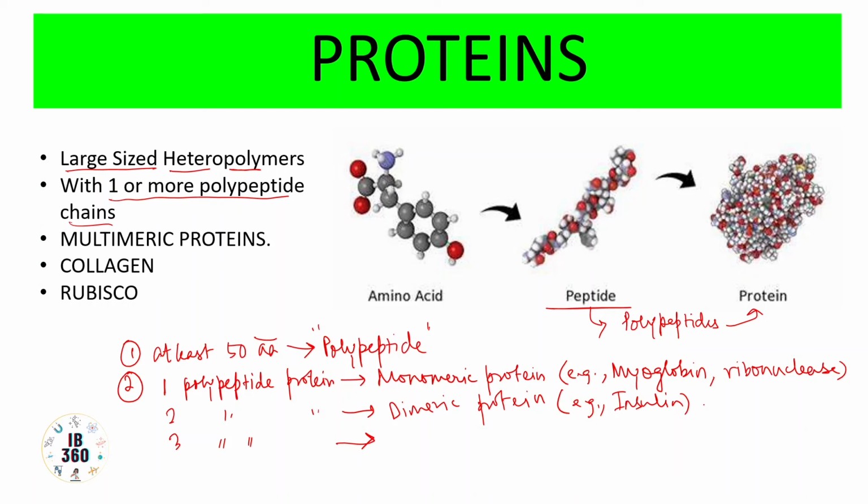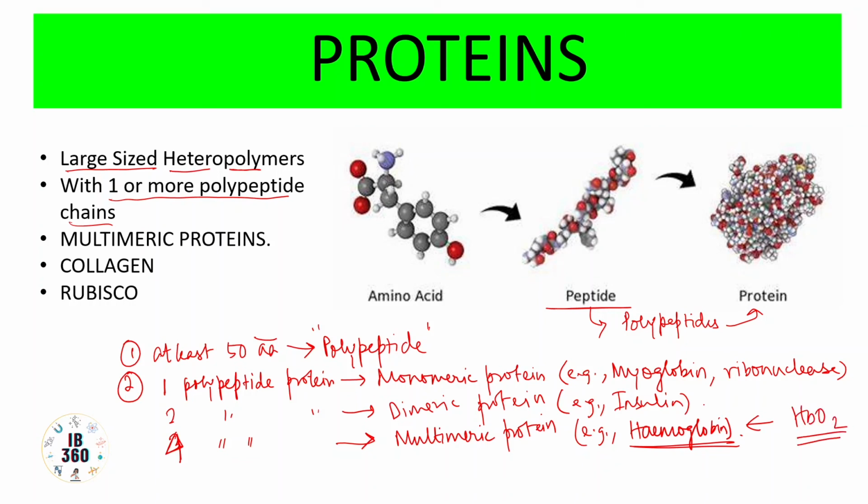Okay, so four polypeptide proteins are also there, and a four polypeptide protein is a multimeric protein, and its example is hemoglobin, the oxygen carrying protein present in RBCs. Hemoglobin is found in RBCs, we know they are the oxygen carriers, the transporters of oxygen in the form of HbO2 from lungs to tissues which require them. So these examples you can try to remember. Okay, so this is the concept of multimeric proteins.